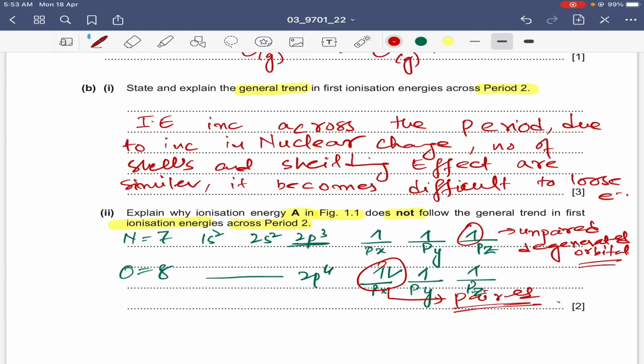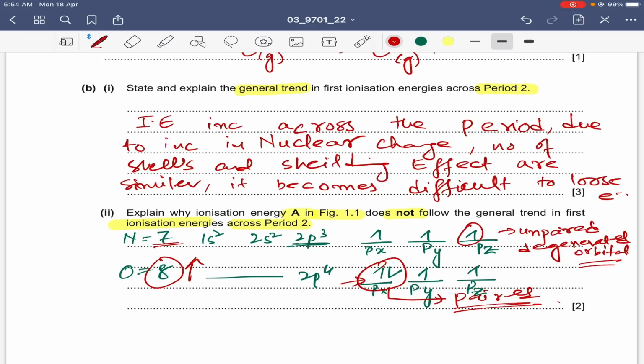Paired degenerated orbital. So in paired orbital, there would be repulsion between electrons due to same charge. So these electrons, present in the degenerated orbital in px, are repelling each other, and due to this repulsion, although the nuclear charge or the number of protons of oxygen is higher as compared to nitrogen, this repulsion will offset the nuclear charge, and this would become the primary factor.